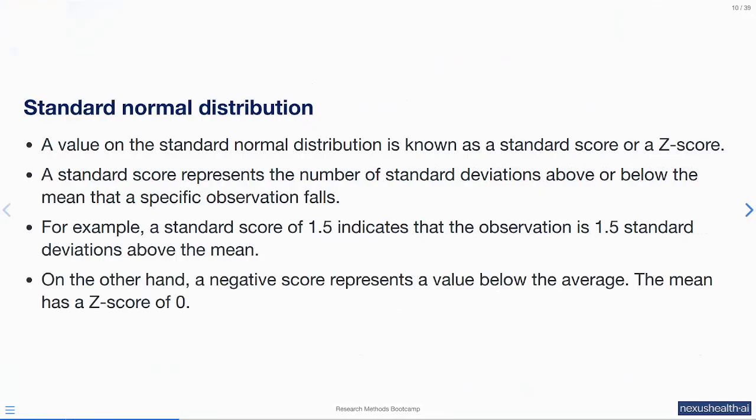What this helps us to do is that we can look at values on that standard normal distribution, and that value is known as a standard score or a Z-score. A standard score represents the number of standard deviations above or below the mean that a specific observation falls. So for example, a standard score of 1.5 indicates that the observation is 1.5 standard deviations above the mean. On the other hand, a negative score represents a value below the average. The mean has a Z-score of 0.